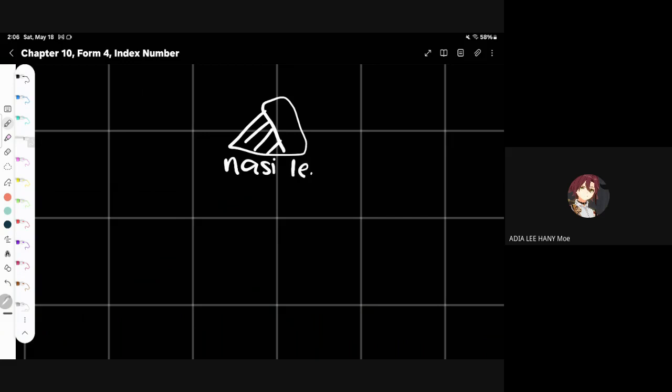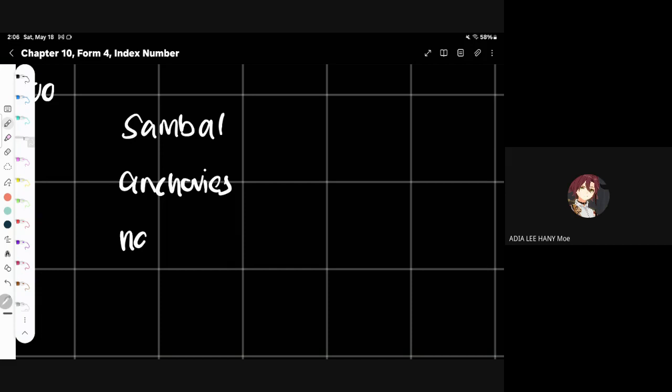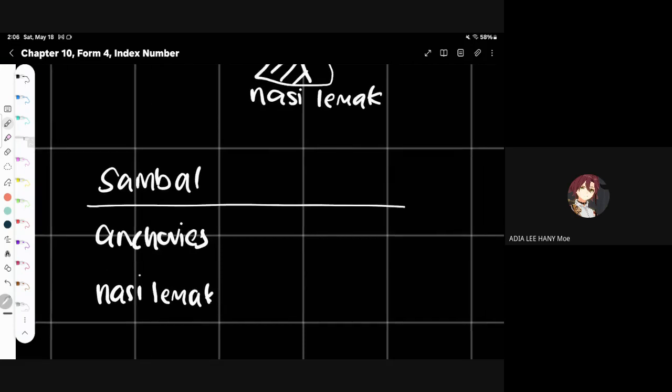My drawing is terrible. Inside nasi lemak, there is sambal, ikan bilis, anchovies, and also the nasi lemak itself. Typically they are separate, right? They have separate prices.